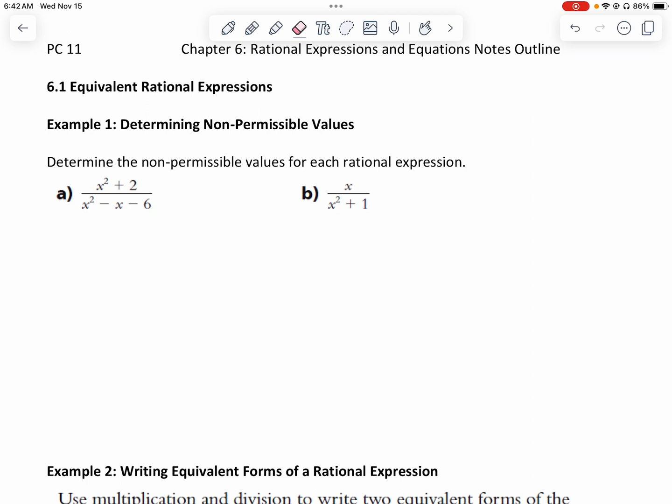So chapter 6, rational expressions and equations. You should have your notes outlined in front of you. We're going to do a couple of examples here in 6.1, and then you'll do some work in your workbook.